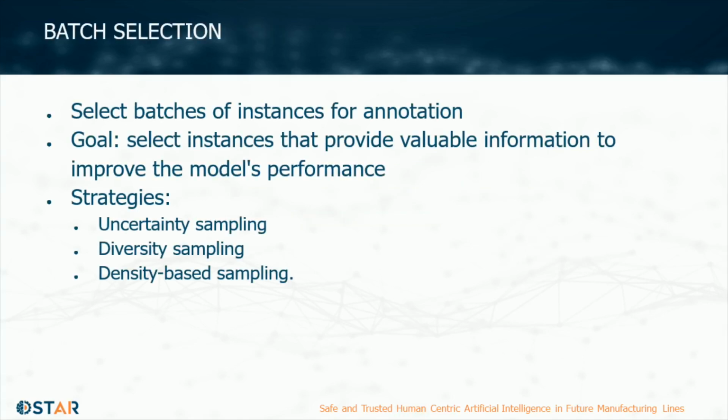4. Batch selection. Once the model has been initialized, we can start selecting batches of instances for annotation. The goal is to select instances that will provide the most valuable information to improve the model's performance. Various strategies can be used for batch selection, such as uncertainty sampling, diversity sampling, or density-based sampling. These strategies aim to select instances that are challenging, representative, or informative for the model training.